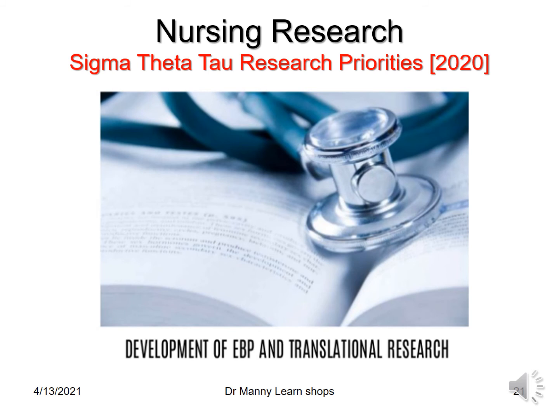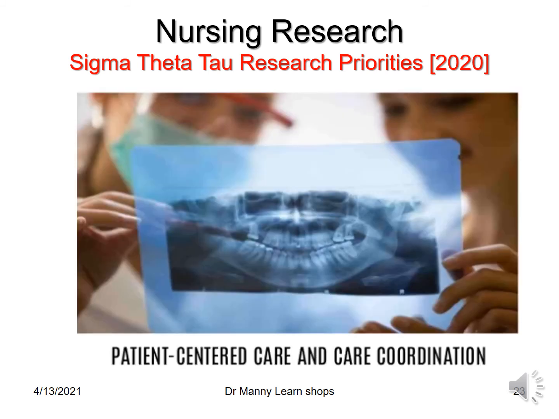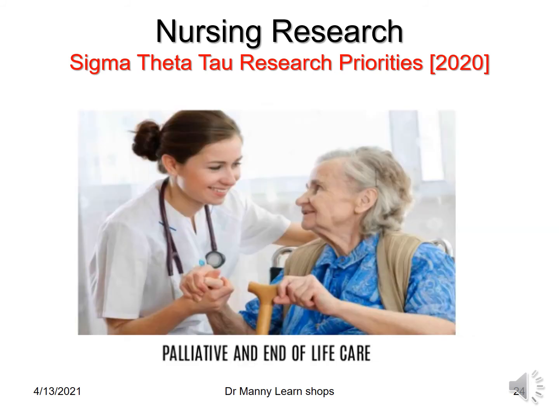Research should be evidence-based, and if it's evidence-based, it can relate to practice, theory and practice. Then you've got the promotion of health and well-being of the ageing population globally, older people, which we're all becoming. It's a priority and has been a priority since 2004 for Sigma Theta Tau. Then you've got an emphasis on patient-centered care and care coordination. It should be patient-focused, and patients should be included in what care is being provided for them. Then you've got palliative and end-of-life care, which is another priority which Sigma Theta Tau recommends and endorses.